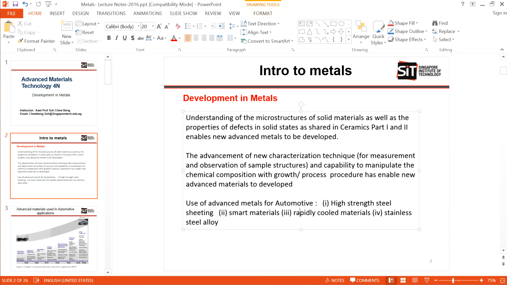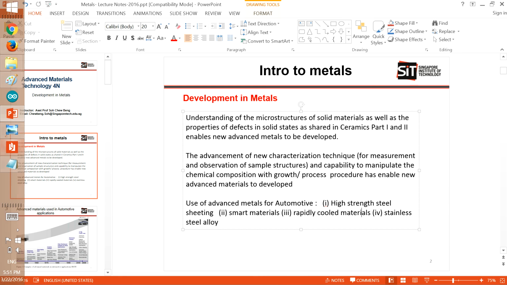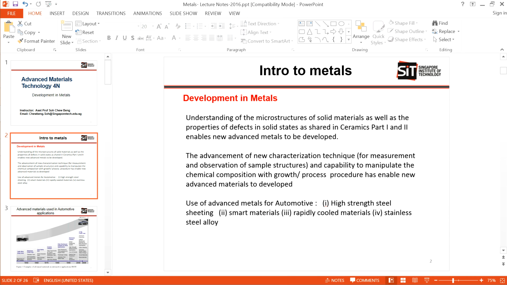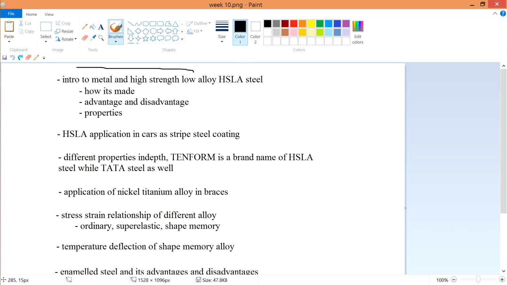Rapid cooling materials: if you cool it very fast, then you will create a high strength structure because of the martensite austenite process. Rapid cooling also allows a shorter cycle time, because instead of slow cooling, you cool faster and you will have more time to do other stuff. And stainless steel alloy is just stainless steel alloy. So in 5 minutes I only talked about this intro to metals.